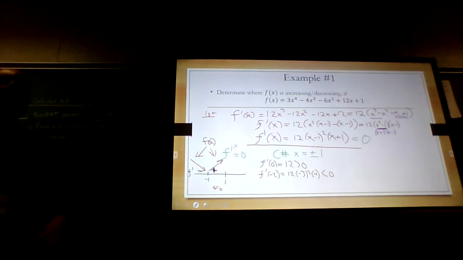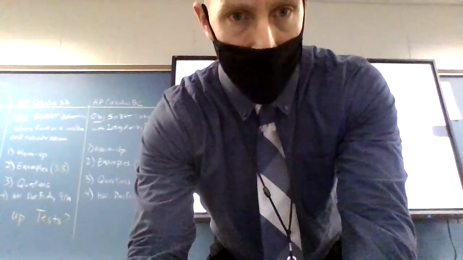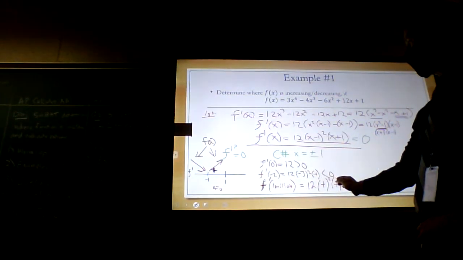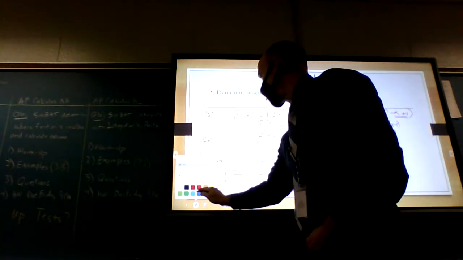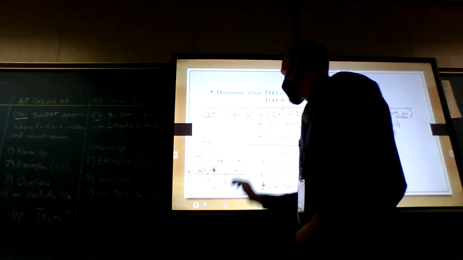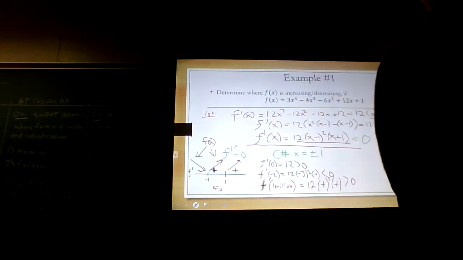Would you do me a favor? I've done 2 of the 3. Would you go ahead and try to figure out what's going on when x is greater than 1? I'll let you figure that out right now. Try to figure out what's going on when x is greater than 1. So when I plugged in 1 million to f prime, I get positive. So this is positive here, which tells us that the f function is continuing to increase there.